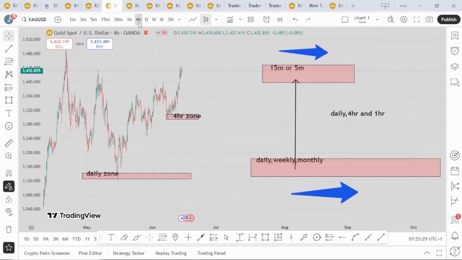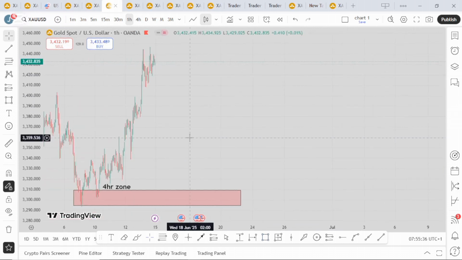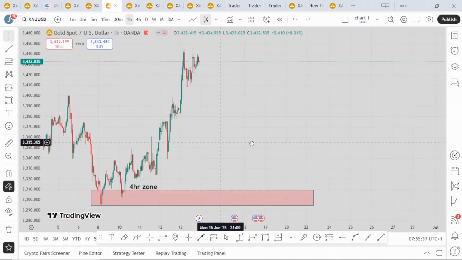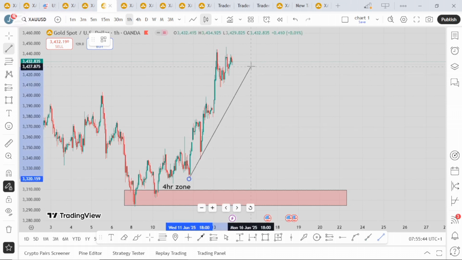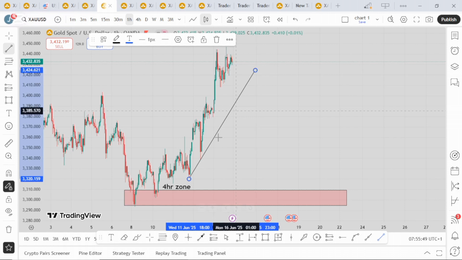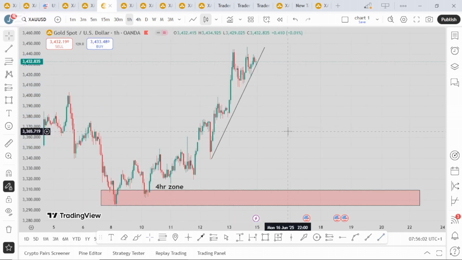Now the last thing that we do is our 1-hour zone. Now we go to the 1-hour time frame also to see what price is still doing. You see what price is still doing? You can use this trend line, or you can come over here and use this one. Yeah, I'm using this guy here.